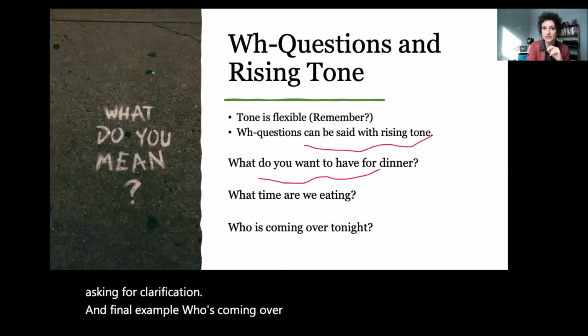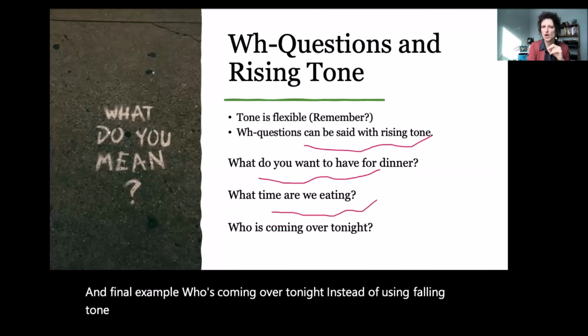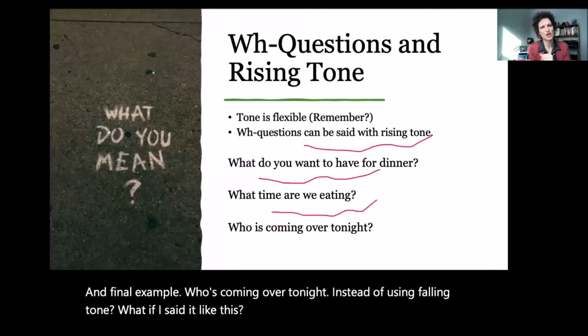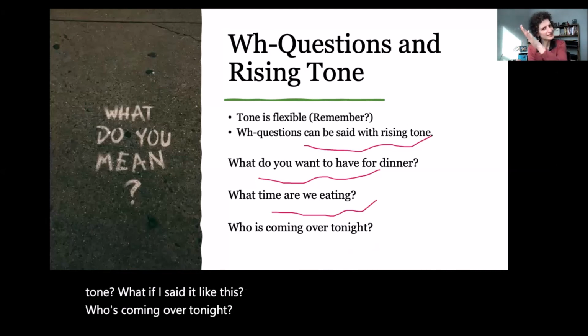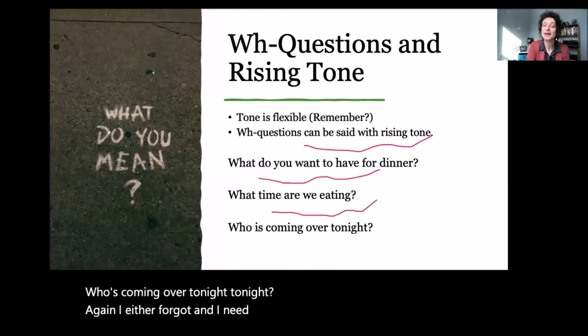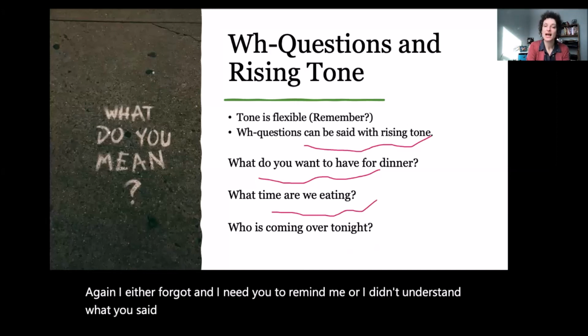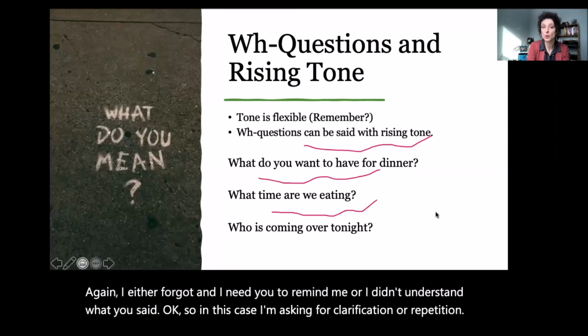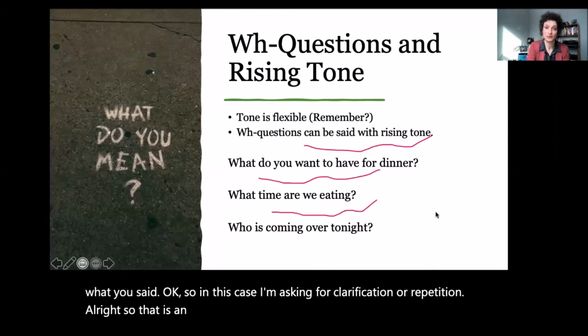And final example, who's coming over tonight? Instead of using falling tone, what if I said it like this? Who's coming over tonight? Tonight? Again, I either forgot and I need you to remind me, or I didn't understand what you said. Okay, so in this case, I'm asking for clarification or repetition. All right, so that is an important distinction to make with WH questions and rising tone.